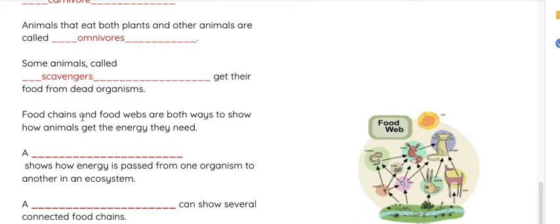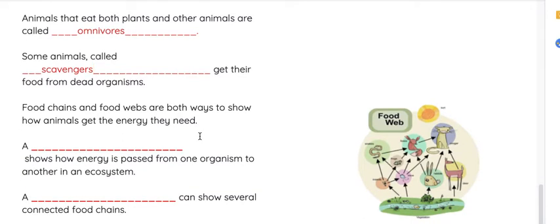S-C-A-V-E-N-G-E-R-S, get their food from dead organisms. Food chains and food webs are both ways to show how animals get the energy they need. A food chain shows how energy is passed from one organism to another organism.